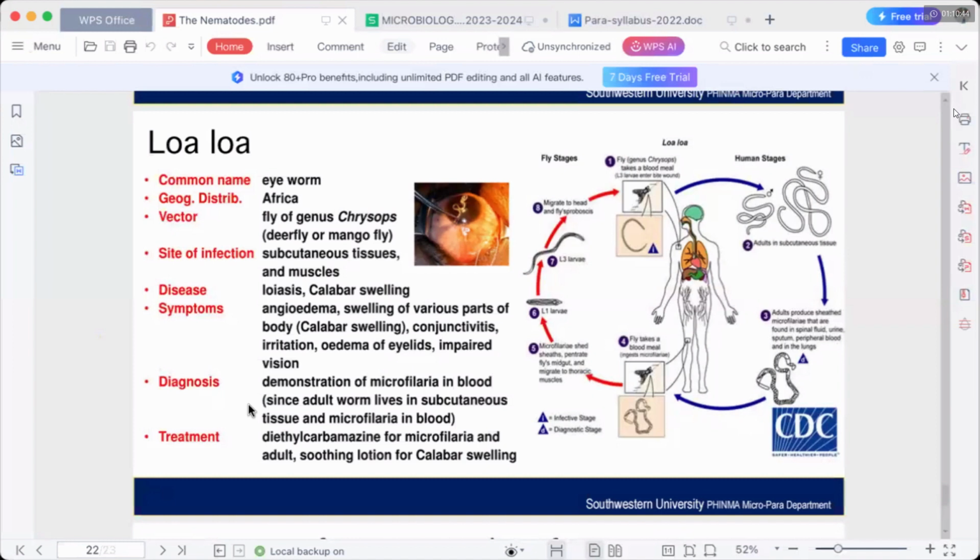Diagnosis is your demonstration of microfilaria in the blood. And the treatment is the same, diethylcarbamazine, for microfilaria and adult worms. Sometimes they give a soothing lotion for the Calabar swelling.